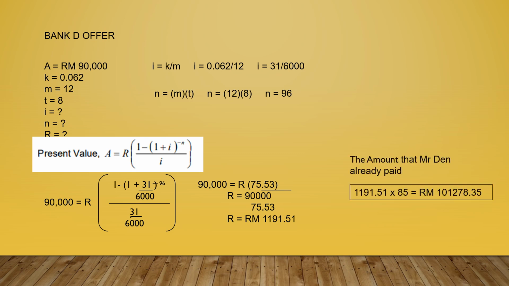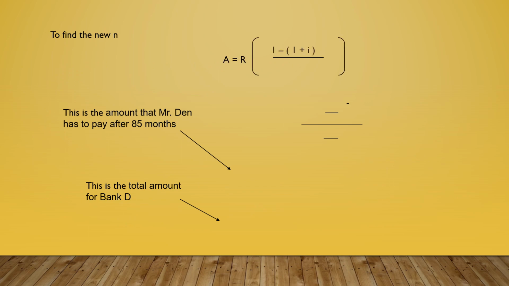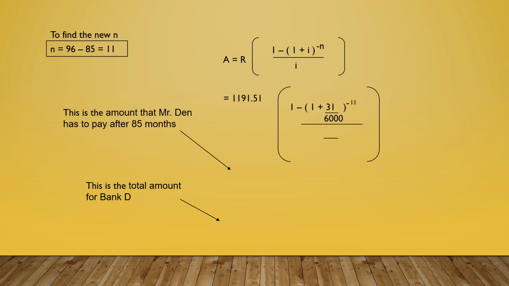And using the formula for present value of an annuity, we get R equals 1,191.51. So the amount that Mr. Dan already paid is 1,191.51 multiplied by 85. We get 101,278 ringgit and 55 cents. To find the new N, it is 96 minus 85, we get 11. So the amount that Mr. Dan has to pay after 85 months is 12,709 ringgit and 24 cents.